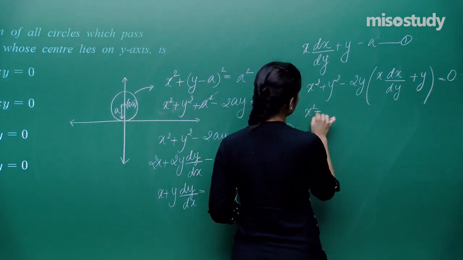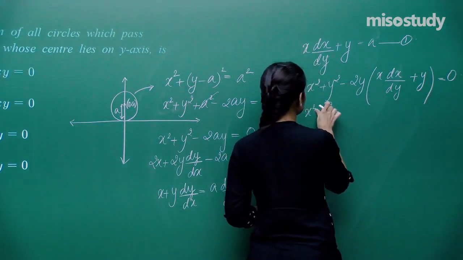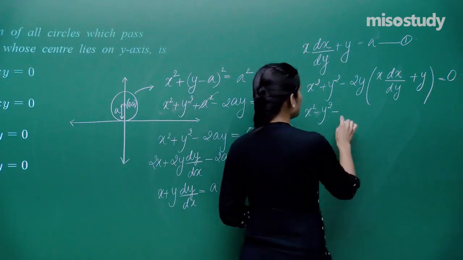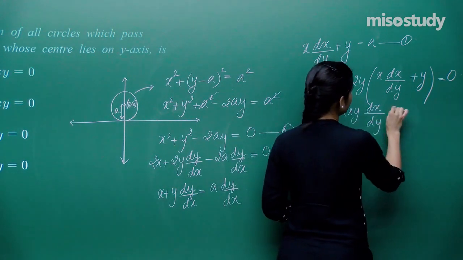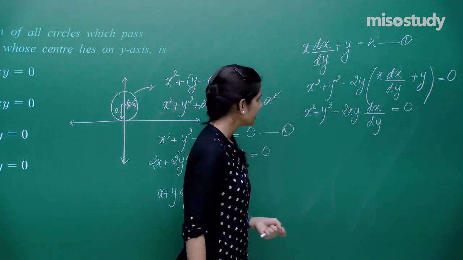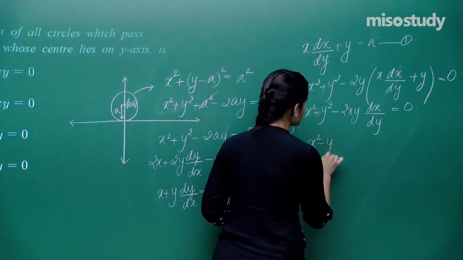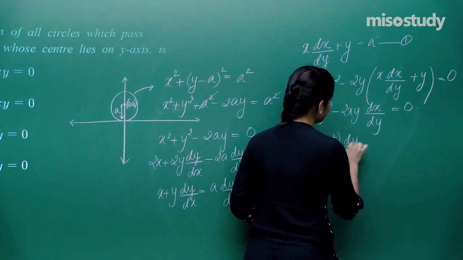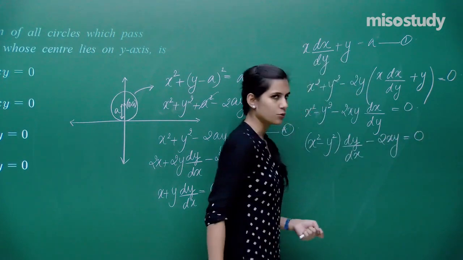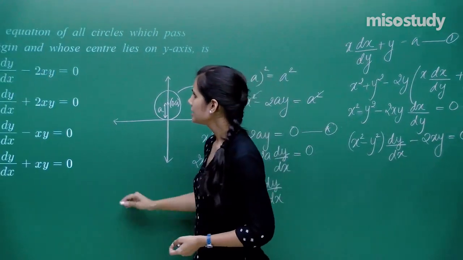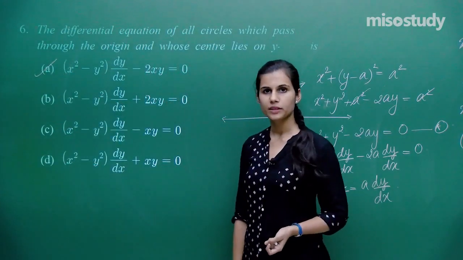From here you get x square plus y square minus 2y square plus y square gives you minus y square, and minus 2xy dx by dy equals 0. If you divide throughout by dx by dy, you get x square minus y square dy by dx minus 2xy equals 0, and that's your answer. Yes, you have x square minus y square dy by dx minus 2xy equals 0.